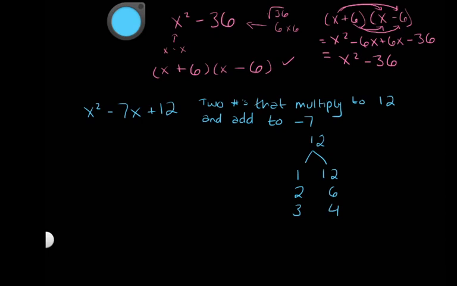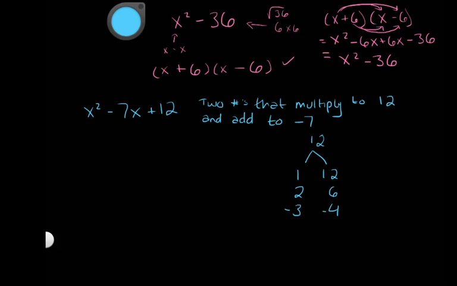All right, now 1 and 12 aren't going to work, right? Because 1 times 12 is 12, but 1 plus 12 is going to be 13. So that doesn't work. 2 and 6. 2 times 6 is 12, but 2 plus 6 is going to be 8. So that doesn't work. 3 times 4 is 12, and 3 plus 4 is 7. That's positive 7. So here now we have to think, what if these are negative?